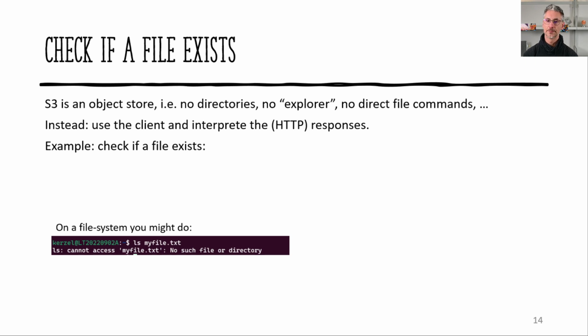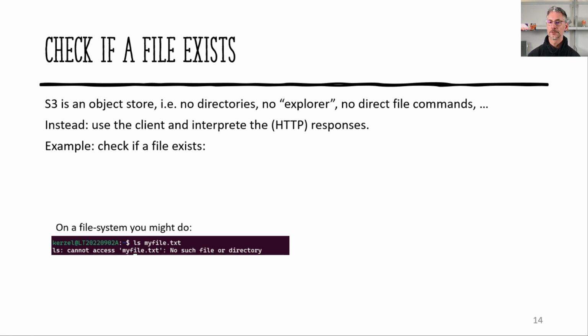Let's do a very simple check. Check if a file exists. Now on a file system, this is very simple. You open an Explorer or you type ls on a Unix system and so on. And if you do this on a file system and the file is not there, you will get, for example, ls myfile on Linux, and cannot access myfile, it's not there. But S3 is not a file system. It's an object store, so we don't have directories and there is no Explorer or direct commands and so on. Instead, we need to use the client and interpret the HTTP response.